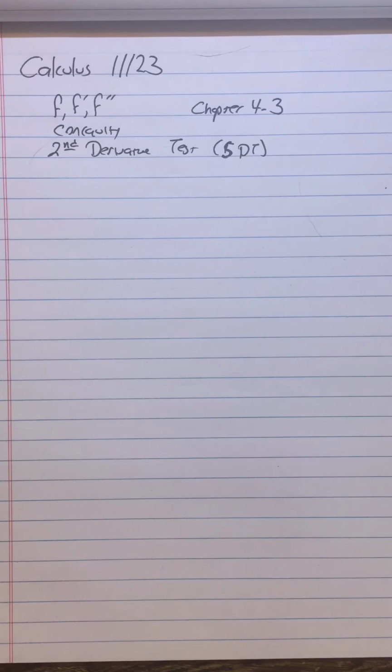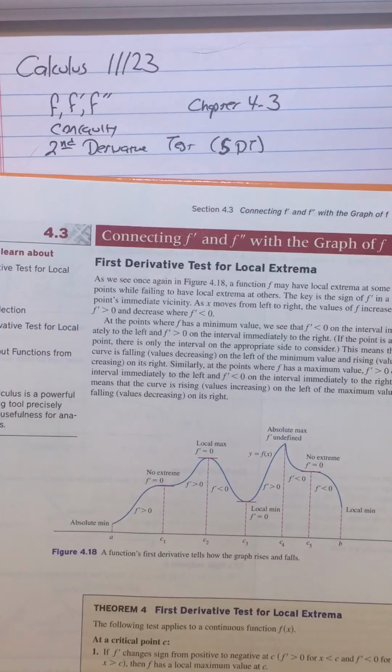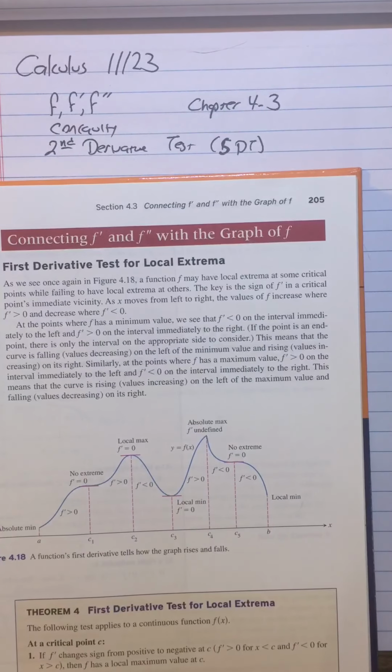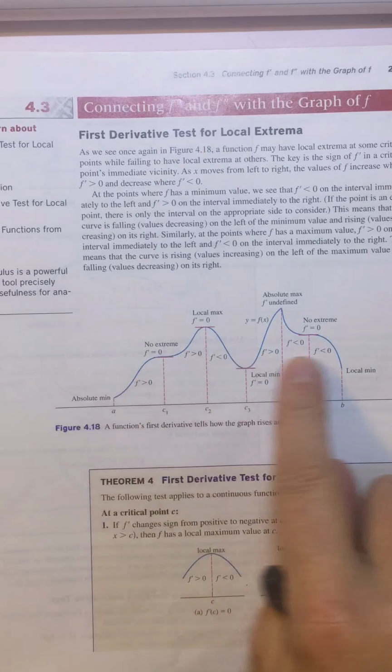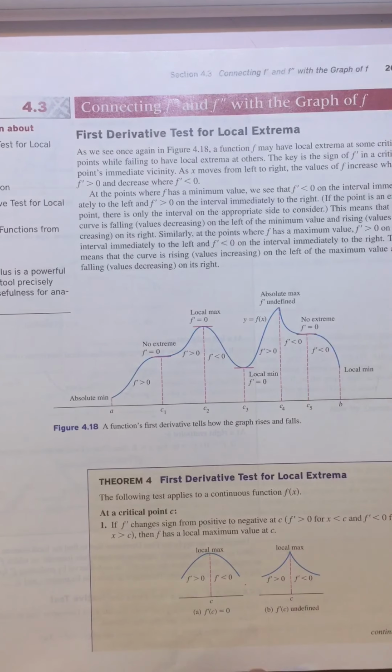So in section 4.3, we're actually going over things that you already knew, but we're going to try and sort of draw them together and make some connections with them. So the first thing to look at is that the section starts on page 205. And they have this really great drawing, and you should study this graph because it tells us a lot about the first derivative and how it's related to the graph.